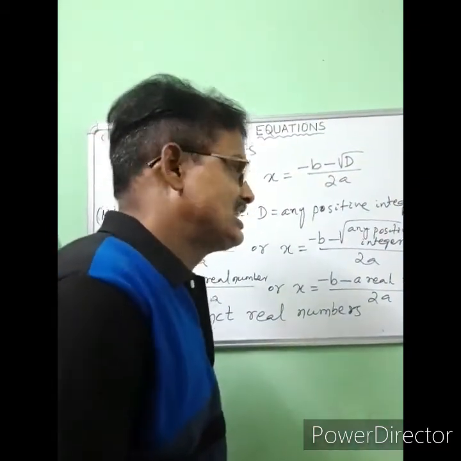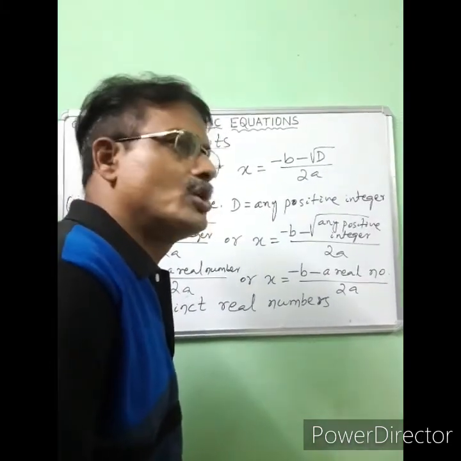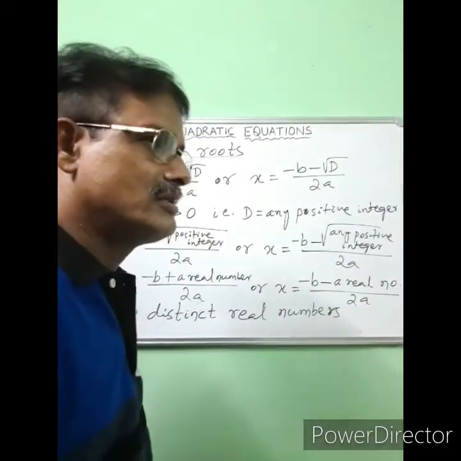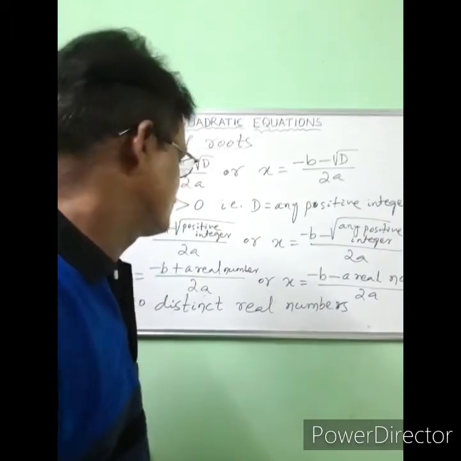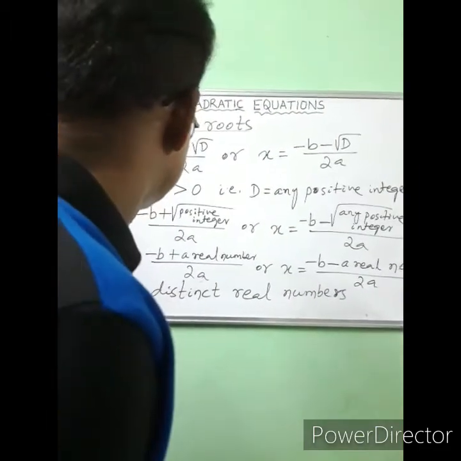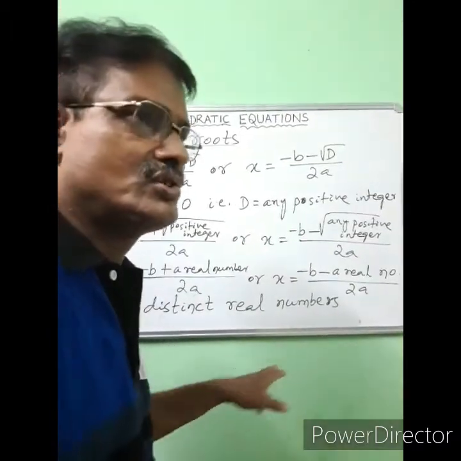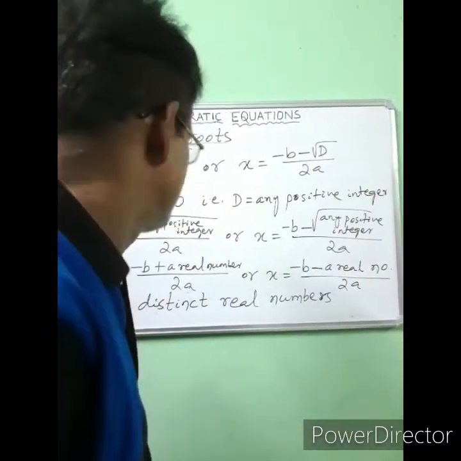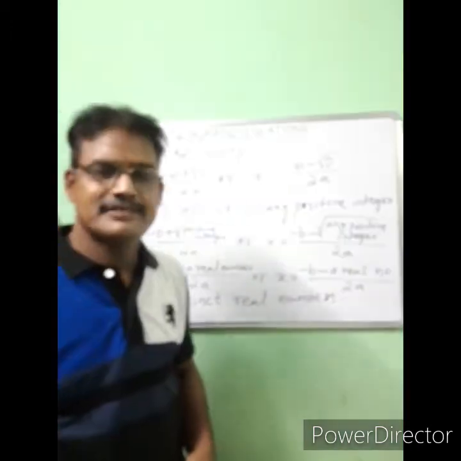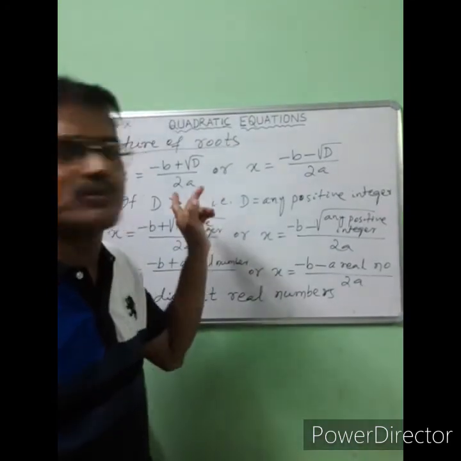First one: if D is less than 0, then no real roots are found. If D is equal to 0, then the two roots are equal. And if D is greater than 0, then the two roots are distinct real numbers. So these are the natures of roots. In the next class, we will discuss some important questions with answers related to nature of roots.